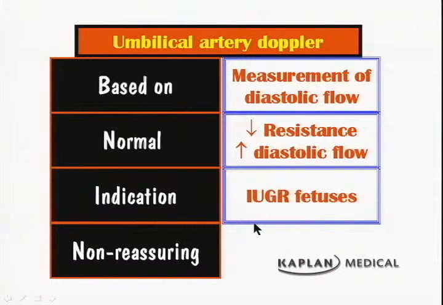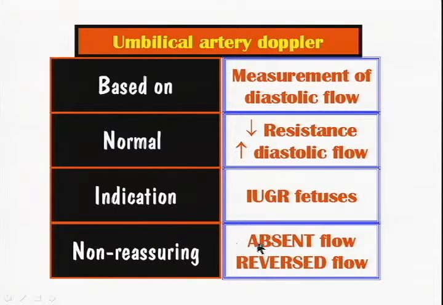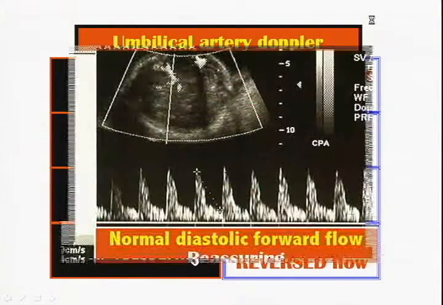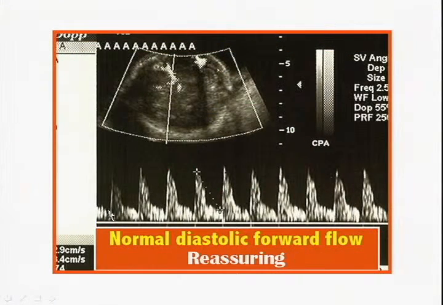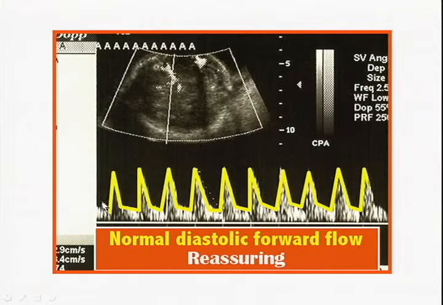What are the criteria for a non-reassuring umbilical artery Doppler? What we're looking for is absent diastolic flow or reversed diastolic flow. Let me show you some pictures. Here we have a tracing, and this is the peak systolic. This is the diastolic flow. Our interest is in the diastolic flow, and you can see there is diastolic flow all the way through the cycle at this level. This is reassuring. Normal, forward diastolic flow. Now look at the next picture.